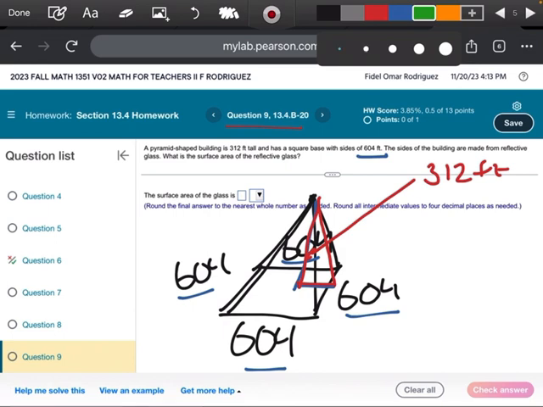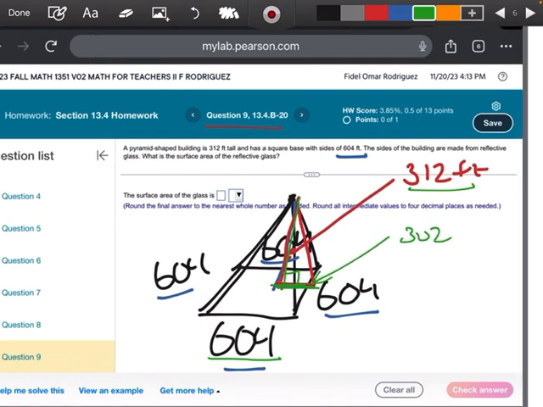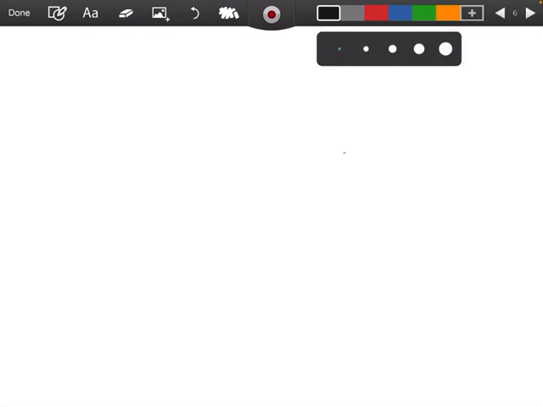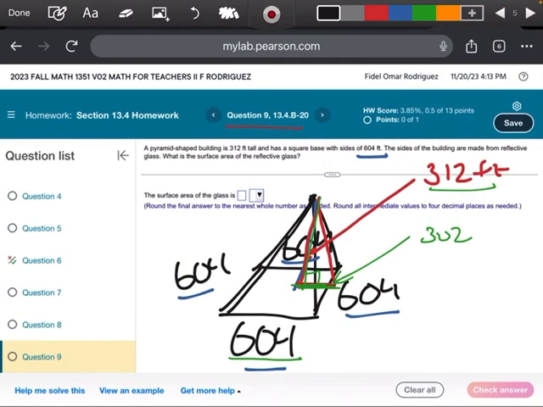So y'all, I want you to notice something here. We have a right triangle, okay, and I already know that this height here is 312. This piece right here, y'all, it's going to be half of 604. So that piece is going to be 302. So what I'm going to do, y'all, is use my Pythagorean theorem, c squared equals a squared plus b squared, where we're calling this side here c, okay?